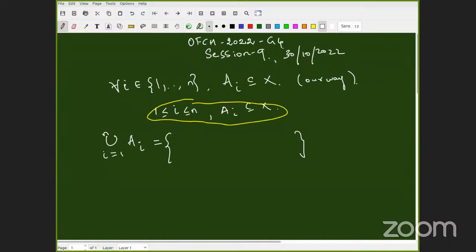Let's go to R3 today. Abhinaya, it's revision. Quick. Set of X belongs to capital X such that I belongs to set of 1, 2, etc. to N.